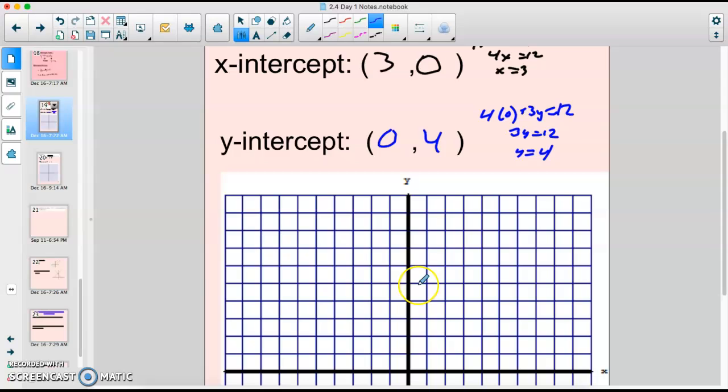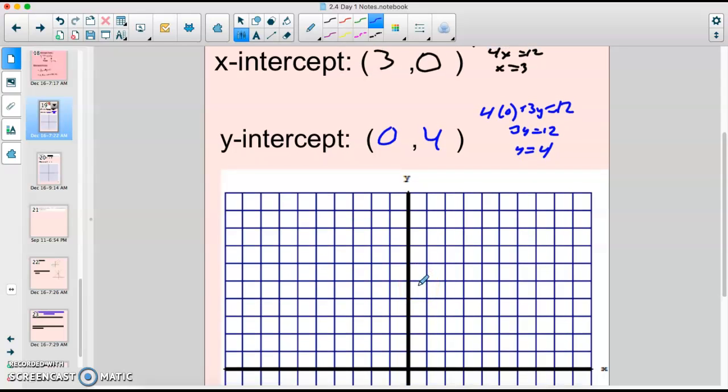And now we can graph, and it's fairly simple to graph. Our x-intercept is 3, 0: 1, 2, 3, 0 right here. Our y-intercept is 0, 4: 1, 2, 3, 4. And we have our 2 points to make our line. Whoa! Hopefully you make your line better than I did. But you get the idea.